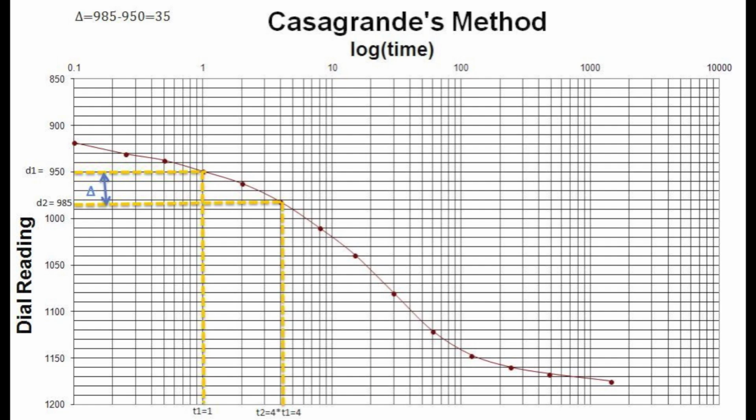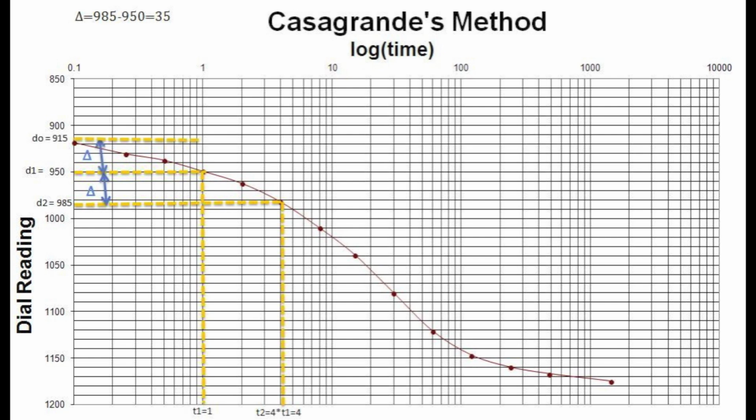D1 is equal to 950, corresponds to T1 equal to 1 minute. D2 equals 985, corresponding to T2 equal to 4 minutes. The vertical distance between D1 and D2 is known as delta. In this case, D2 minus D1 is 985 minus 950 equal to 35 vertical units, which is delta.